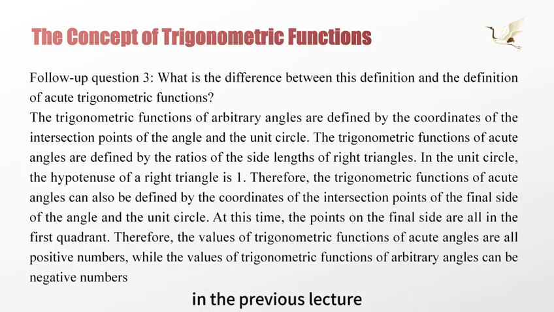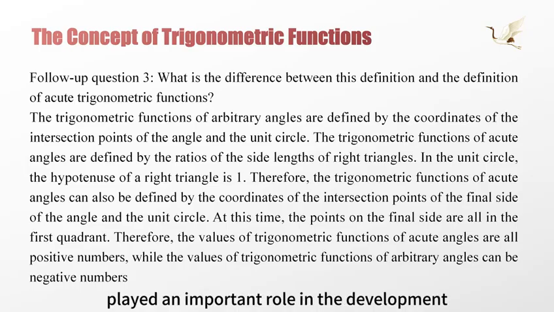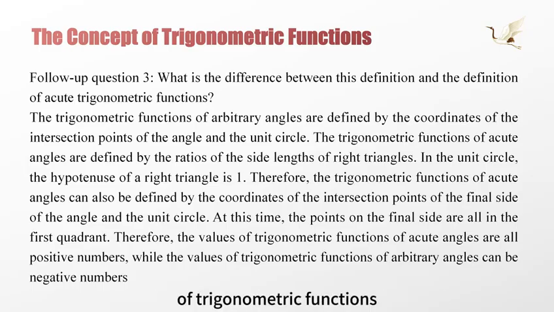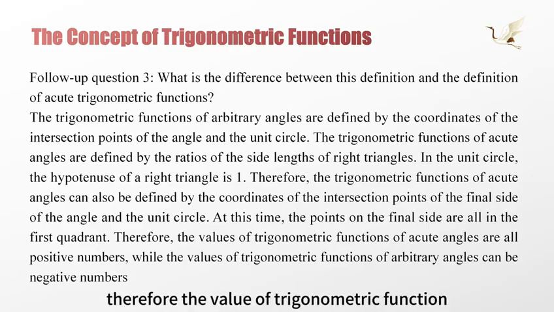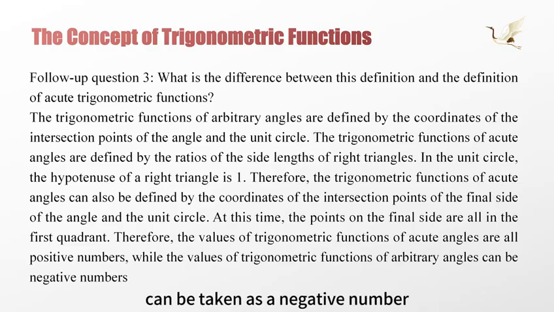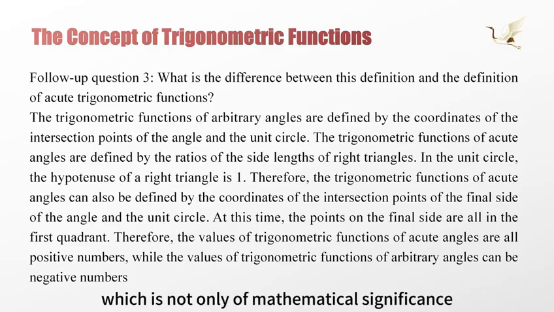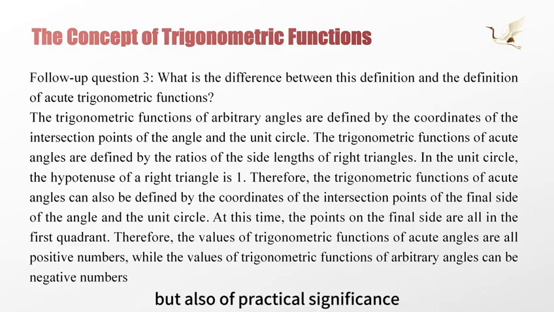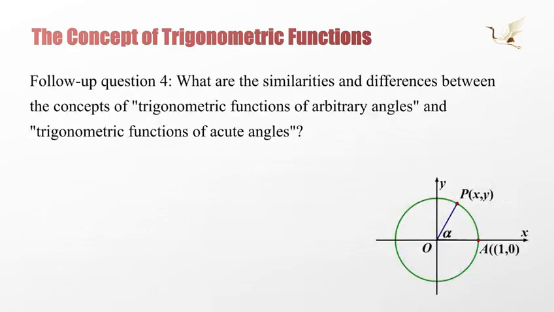In the previous lecture, we learned that the mathematician Euler played an important role in the development of trigonometric functions. His research on trigonometric functions is mainly applied to the changes and laws of the real world, such as physical sine waves. Therefore, the value of a trigonometric function can be taken as a negative number, which is not only of mathematical significance, but also of practical significance.